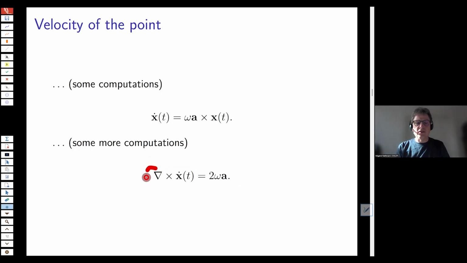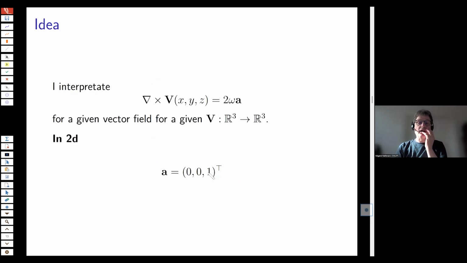And then we see, okay, this is nabla times x dot, and x dot is a vector field. So we can interpret this as the curl of x dot at time t. And then we see we have here 2 times the angular velocity omega times the vector A. And this is the model I'm using.